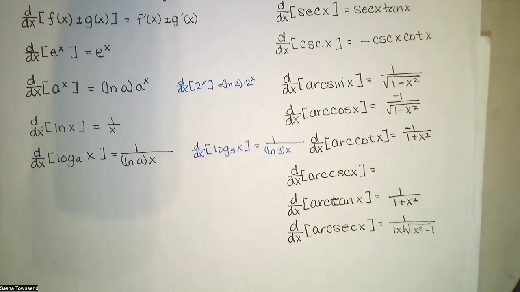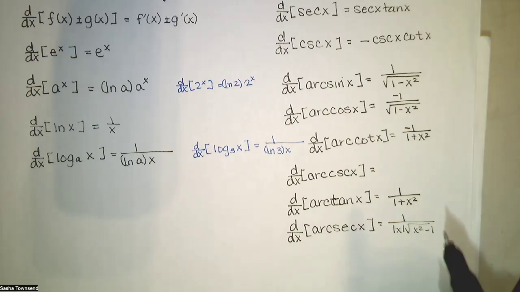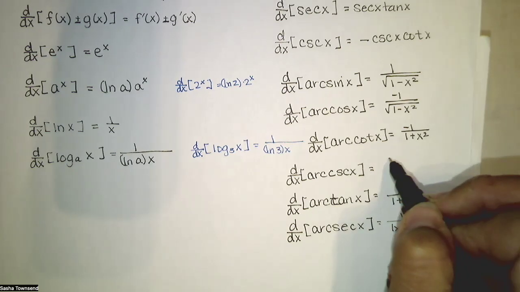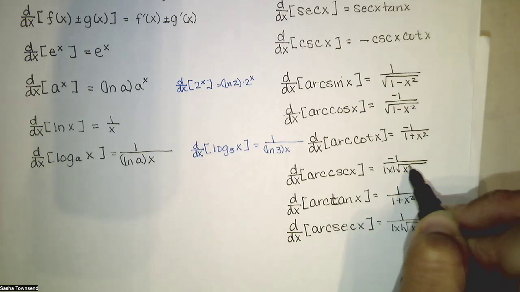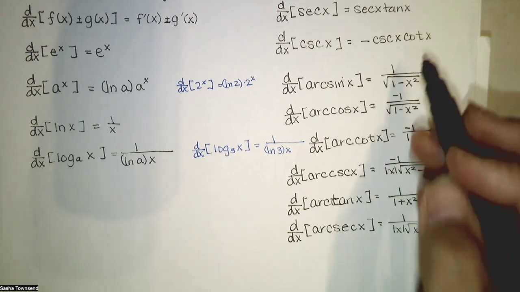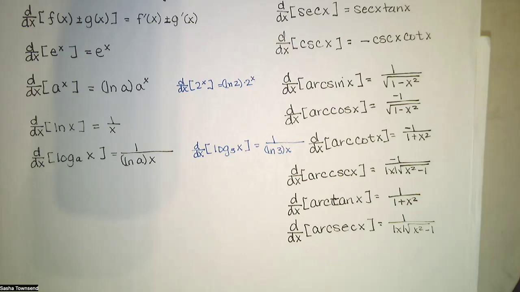So you've got the absolute value of x in the denominator and the square root of x squared minus 1. For arccosecant, you've got a -1 divided by the absolute value of x times the square root of x squared minus 1. So we're going to cover all of those again later.